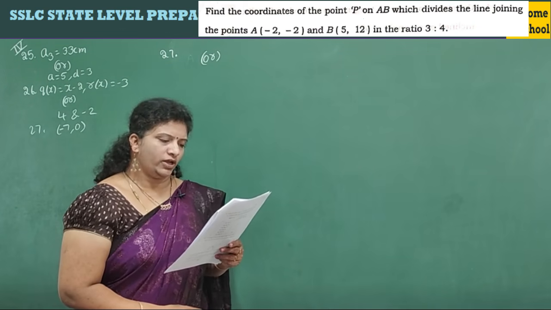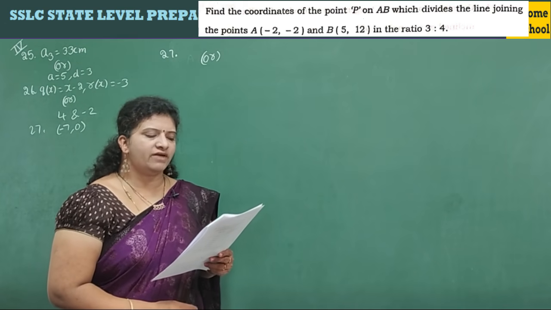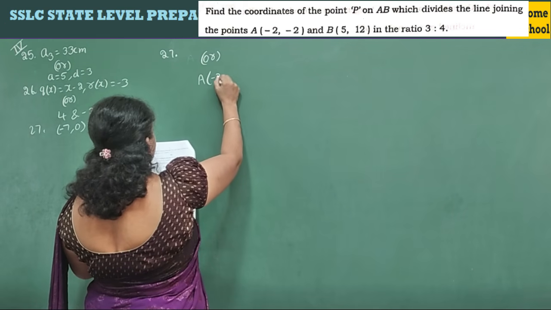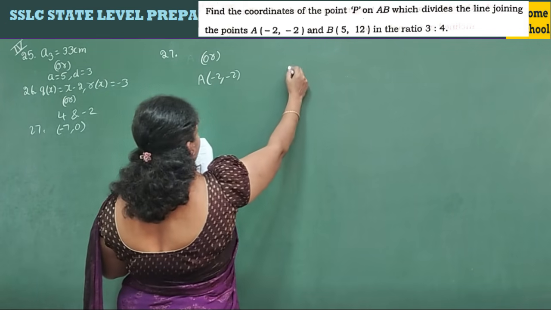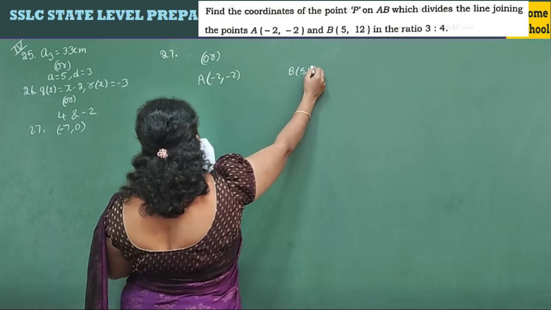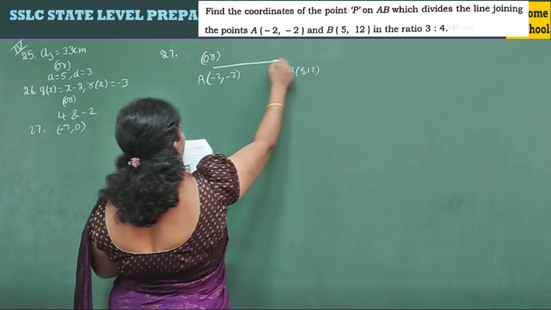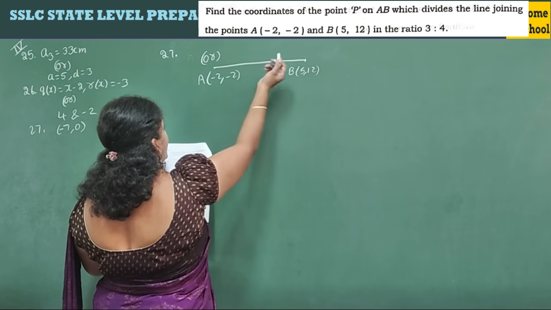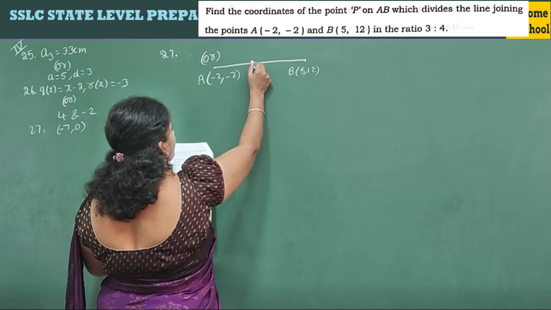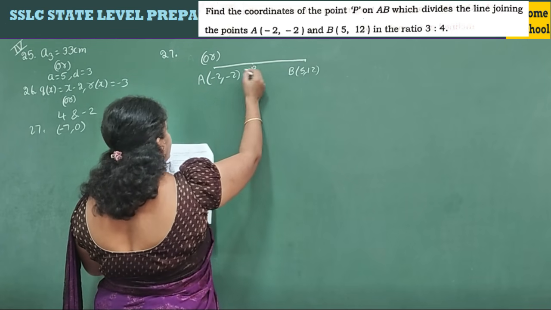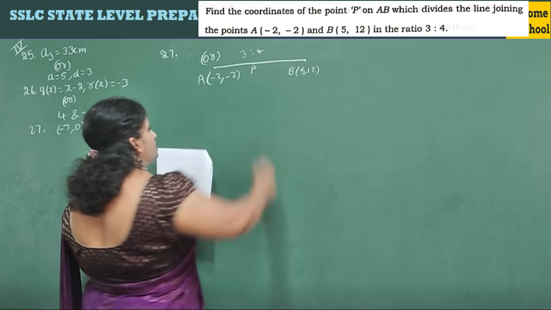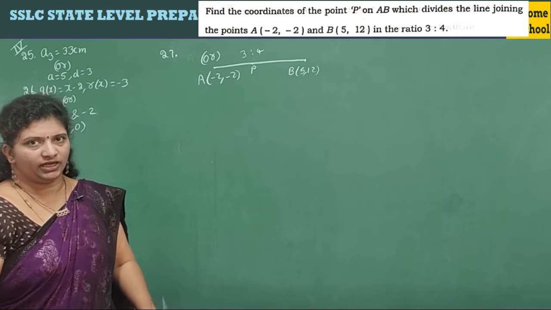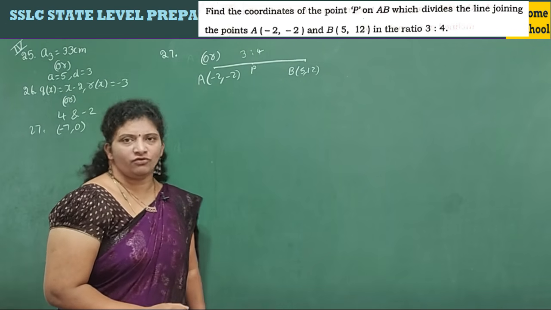In this we have one more or question. Find the coordinates of the point P on AB, which divides the line joining the points A (minus 2, minus 2) and B (5, 12). So let me draw a line. Somewhere there is a point P on this line, and it is divided in the ratio 3:4, right? What is this line division coordinate? Directly we remember the section formula.